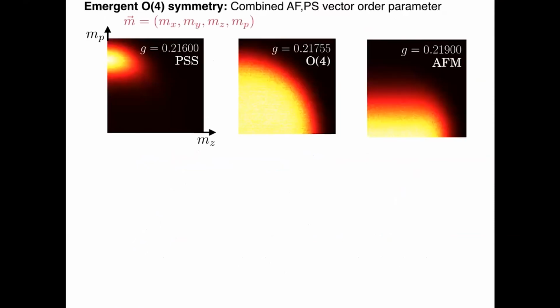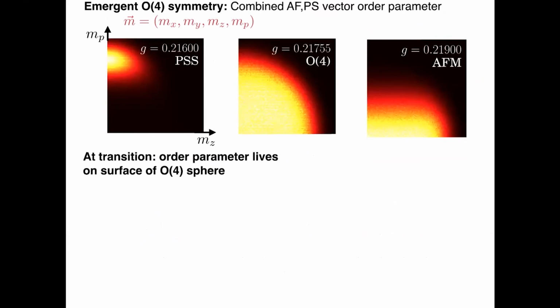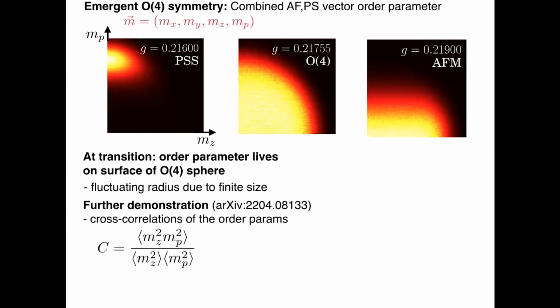But that's not the end of the story, because we actually can show that we have emergent O4 symmetry. This is one illustration of that. This histogram has one component of the magnetic order on one axis and the plaquette order on another. When we go through the transition, we see a point where, looking at these histograms, we can see O4 symmetry. And these radial fluctuations are due to finite system size.